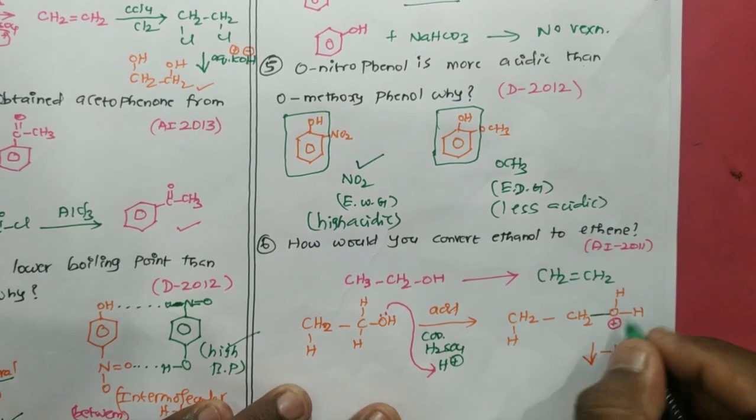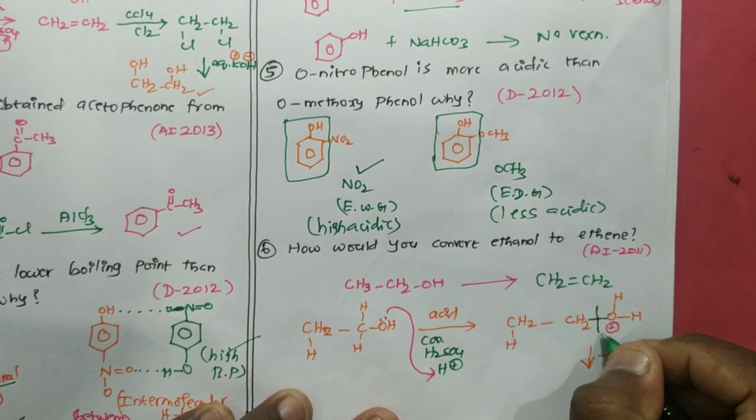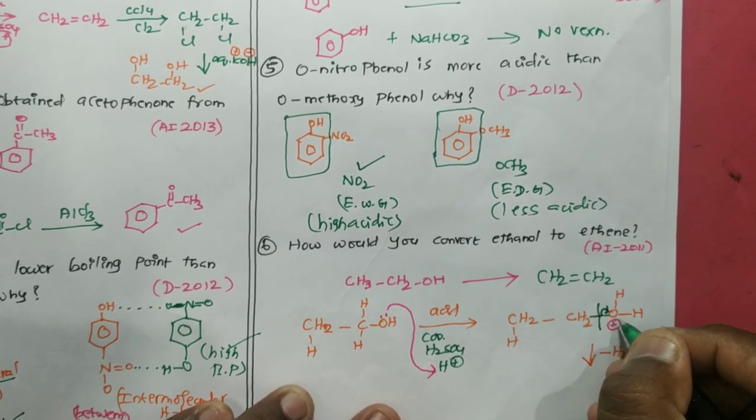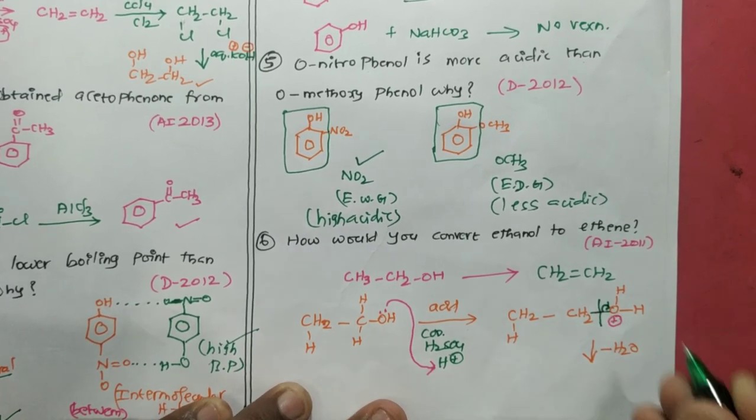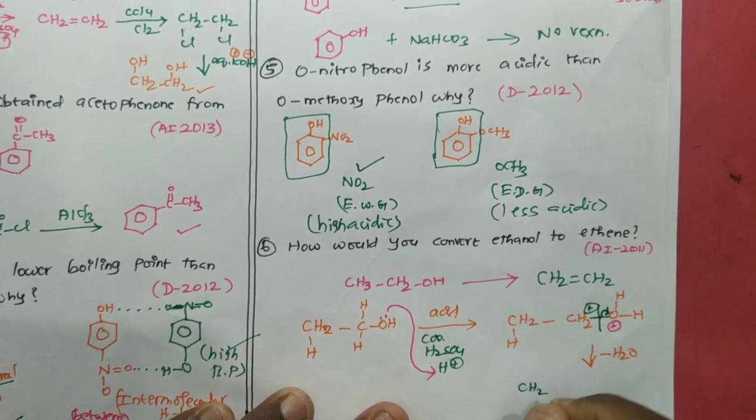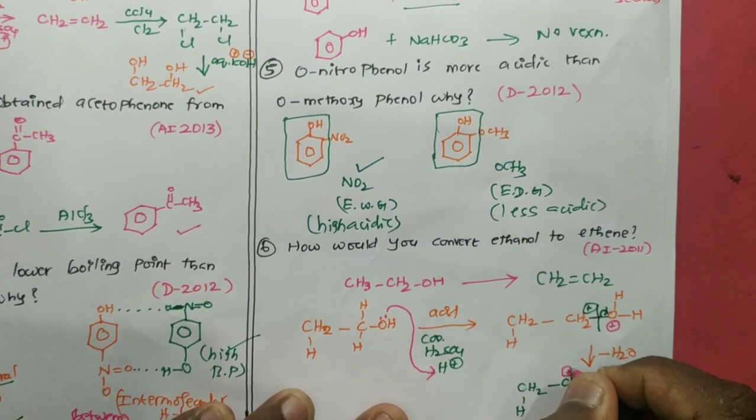Why does it get a positive charge? Because it wants to leave as a water molecule. So this bond is getting broken, and the electrons go to the oxygen, which is removed in the form of water. Now the carbon has the positive charge. Now I will be getting CH2 single bond CH2, with a positive charge on top.